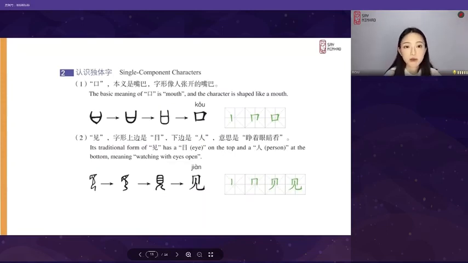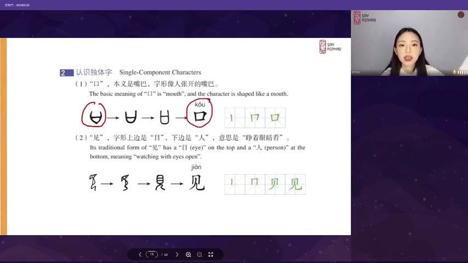The first one is 口, which we just saw, which means the mouth. In ancient times, when it was first made, it looked like this. And now in modern Chinese, it looks like this. 口, mouth. Now let's see how to write it. Although we've seen how to write it before, let's see it again. First, a short vertical, and then a horizontal turning, 横折, and then a horizontal to close it.